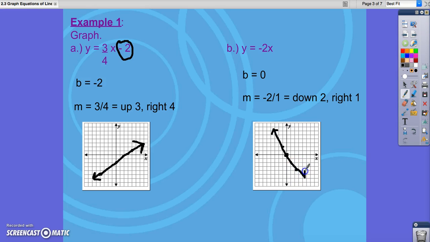So I added a fourth point there just to show you. Sometimes I go in the same direction. It really depends on where my y-intercept is and how much room I have to go in that direction. If I tend to go off the graph, I'll move back to the original point and move in the opposite direction. All right?